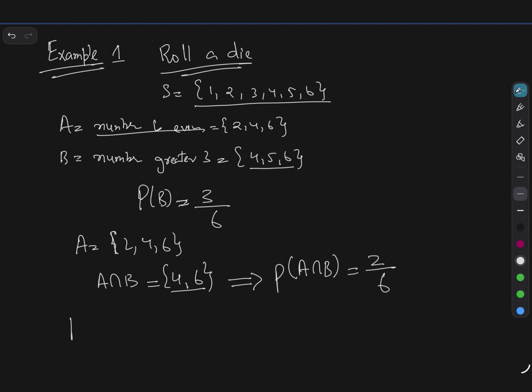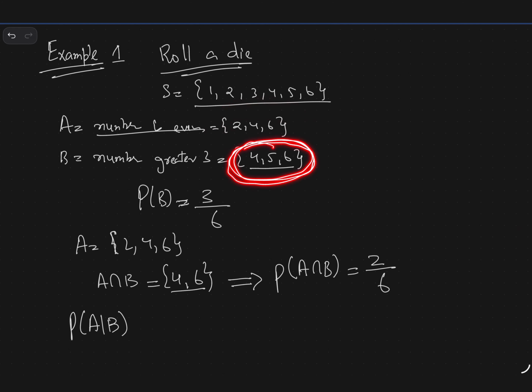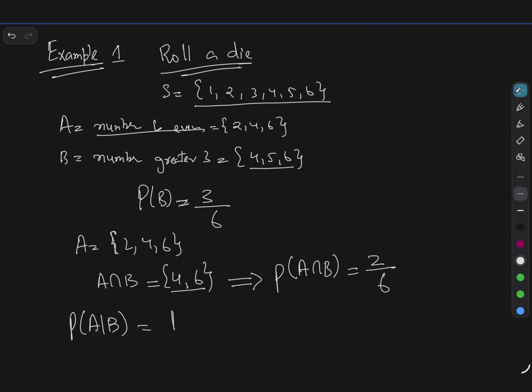Now to find the probability of A given B, that means the probability that we have rolled an even number. When we roll a die, the probability that the rolled number is even given that the number we rolled is greater than 3 is equal to this. And this will be equal to probability of A and B divided by probability of B, and that will be equal to 2 by 6 whole divided by 3 by 6, which is equal to 2 by 3.